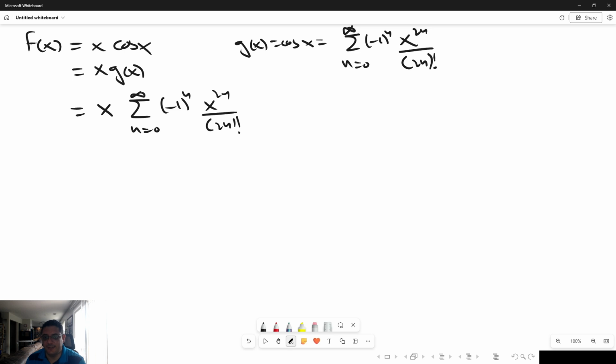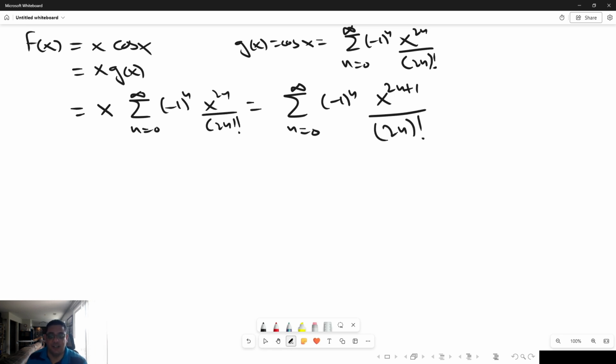And the effect that this x is going to have is that it is absorbed into this series. So you get minus 1 to the n, and now it's going to be x to the 2n plus 1 over 2n factorial. So the change is minimal, but you're still getting a series for a completely new function.